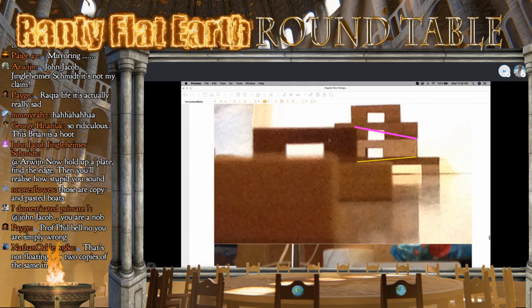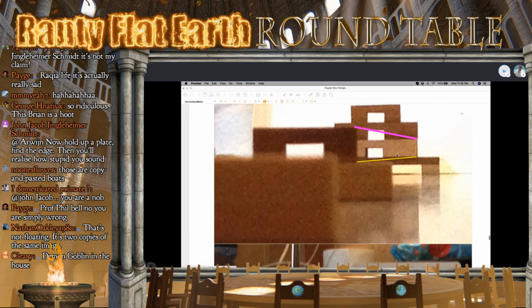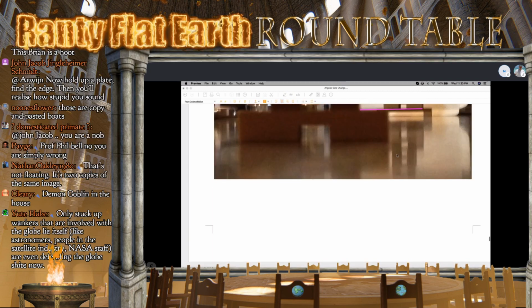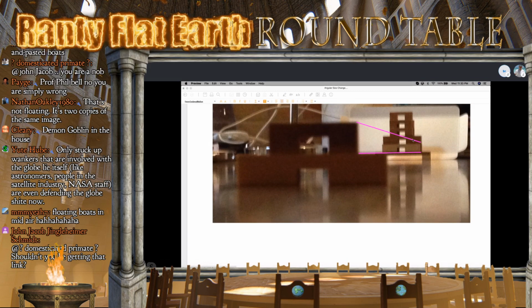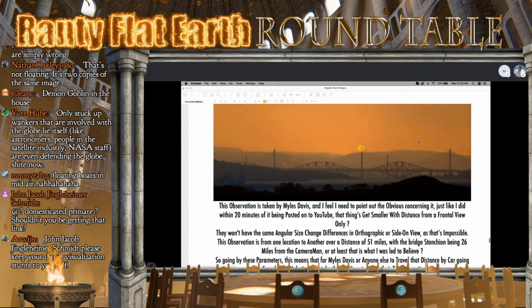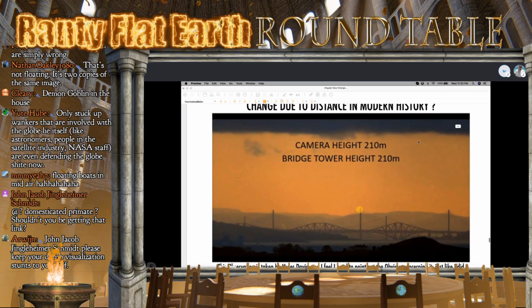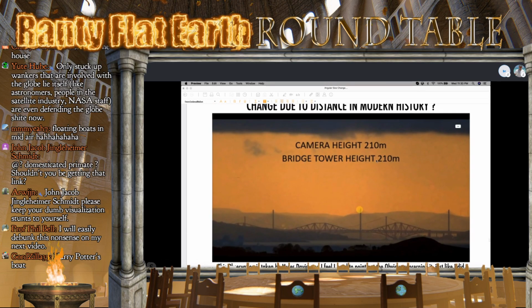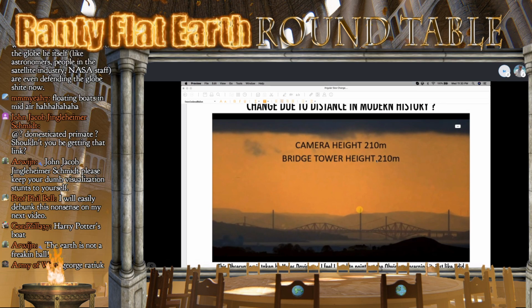That was more stuff. This is about angular size change again. I'm not going to go into that. I'm going to keep on going. And same again here, angular size change. But now this one, right? This is one of the best angular size change examples ever.